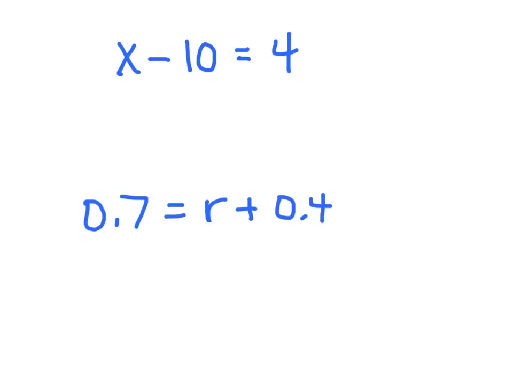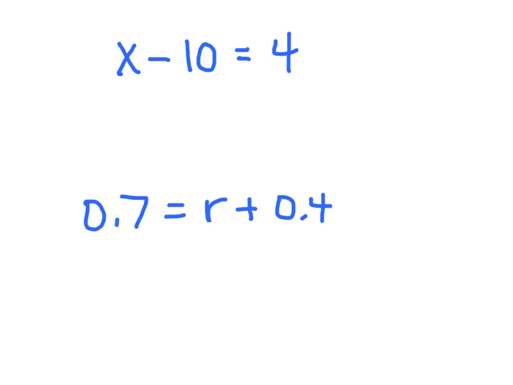Alright, so here we have a couple of equations that can be solved using one step. The first equation, our variable is x, and if we subtract 10 from x, we get the answer of 4. Now, in order to isolate our variable, to get the x all by itself, we need to get rid of the numbers that are around it. And so here, there's a minus 10. That 10 is being subtracted from x.